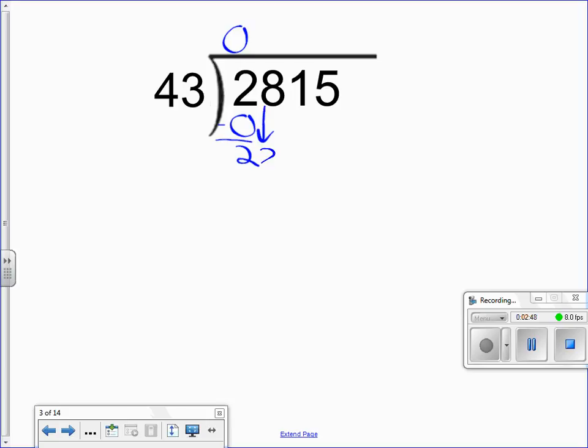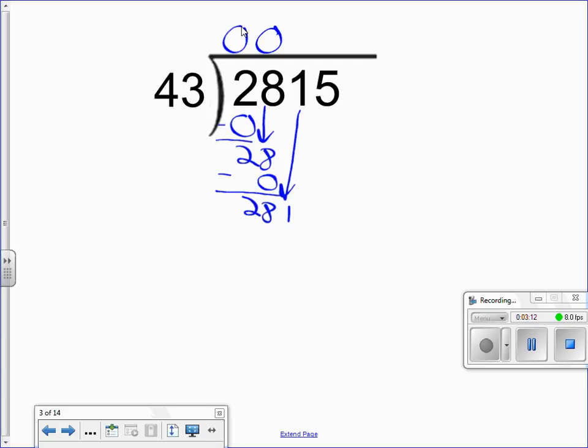Bring down the 8. How many times can 43 go into 28? Once again, 0 times 0. Subtract. Get 28. Bring down the 1. How many times can 43 go into 281? I don't know. So I'm going to give it a try. I'm going to go ahead and round. I'm going to round 43 to 40. If I go 40 times 5, I know that equals 200.